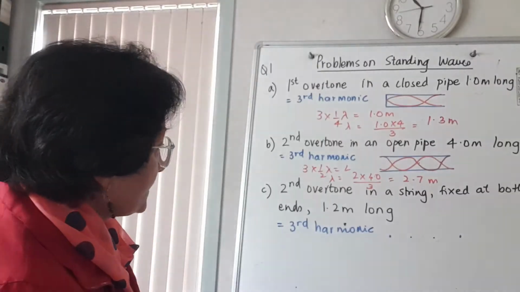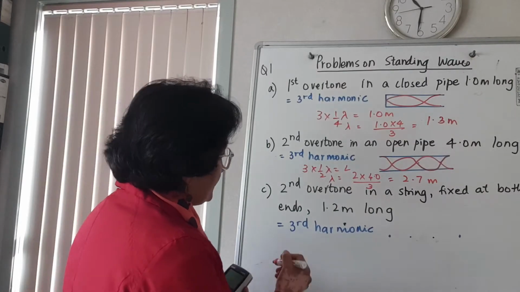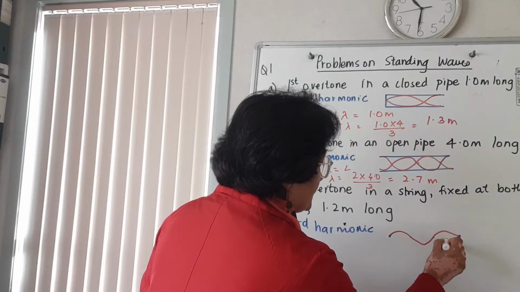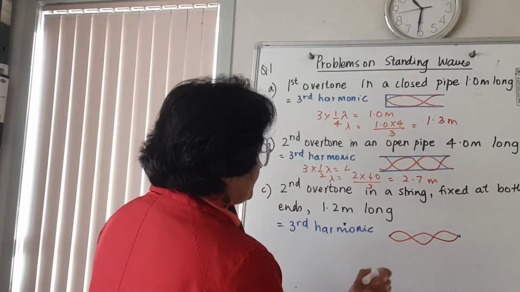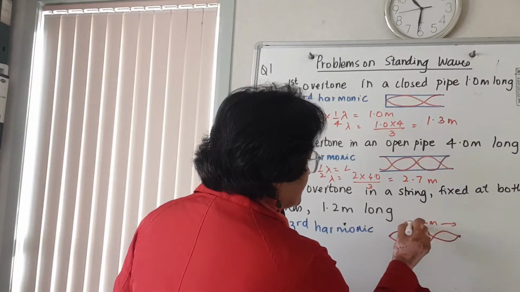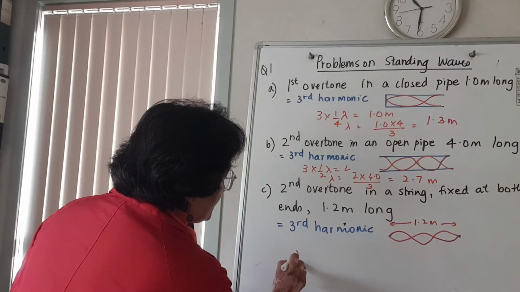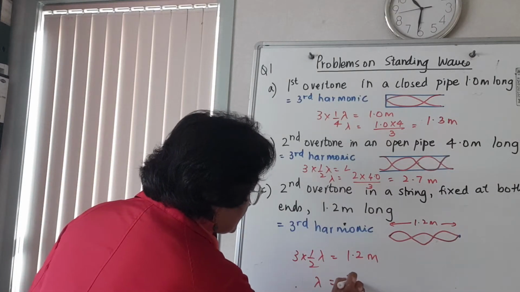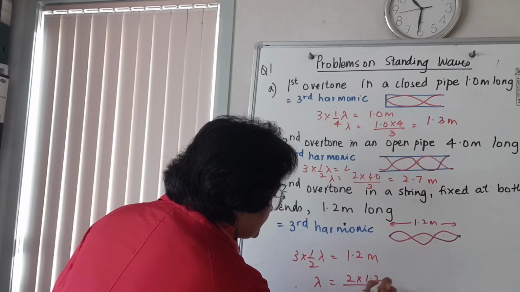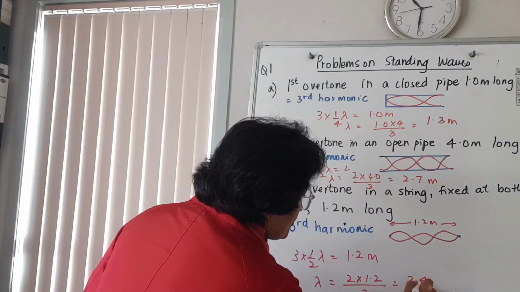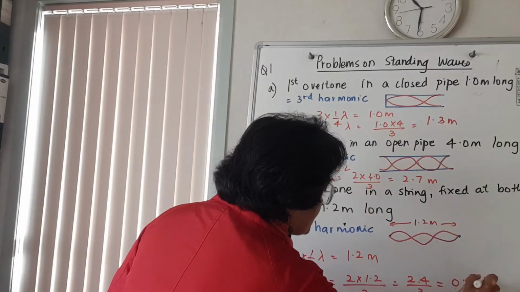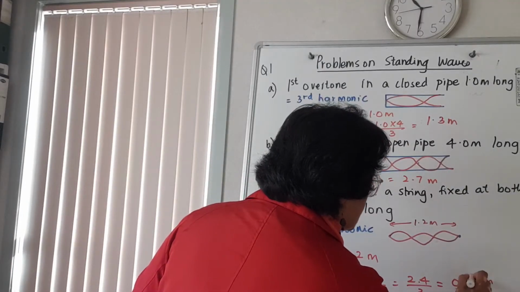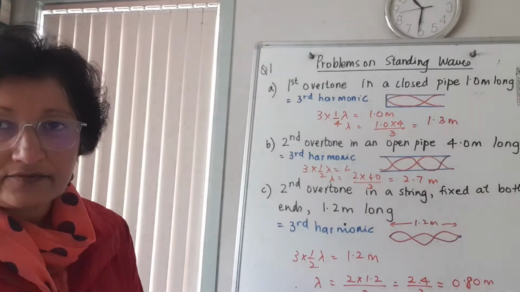Similarly, for a string, the second overtone is again the third harmonic. So you've got 3 half wavelengths, which is 1.2 meters. So your wavelength is 2 times 1.2 divided by 3, which is 2.4 over 3. That is 0.60 meters. No, 0.80 meters, sorry. Okay, so that's the first question.